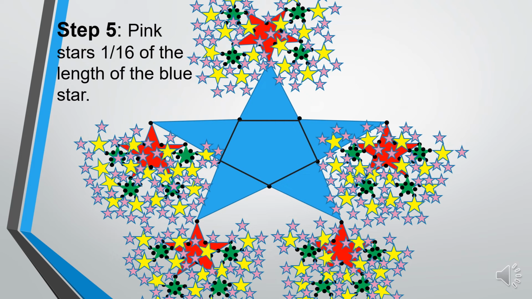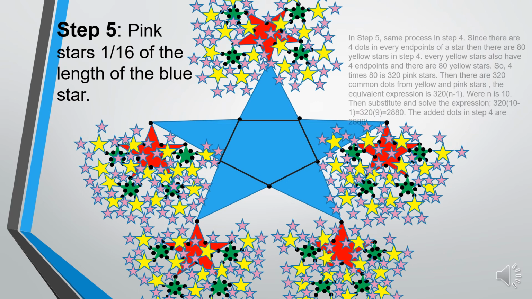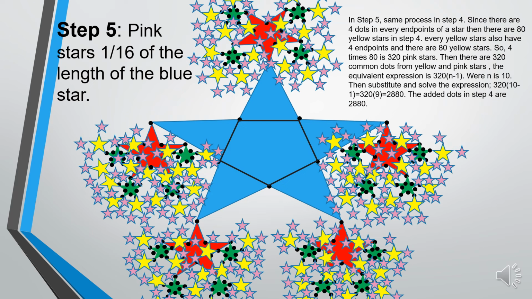Step 5. Pink stars, 1/16 of the length of the blue star. In step 5, the same process as in step 4, since there are 4 dots in every endpoint of a star, then there are 80 yellow stars in step 4. Every yellow star also has 4 endpoints and there are 80 yellow stars. So 4 times 80 is 320 pink stars. Then there are 320 common dots from yellow and pink stars.